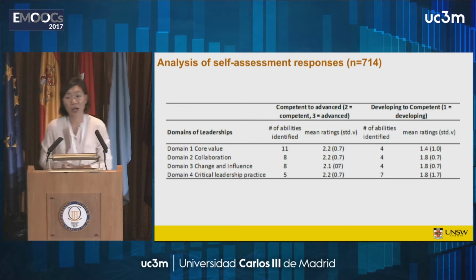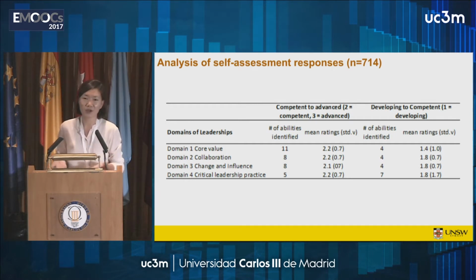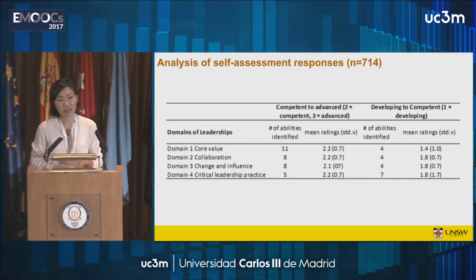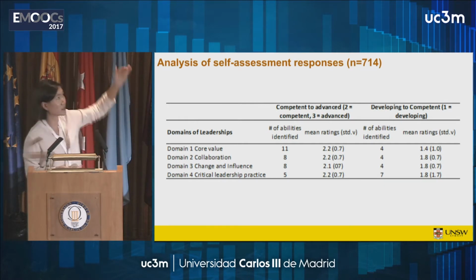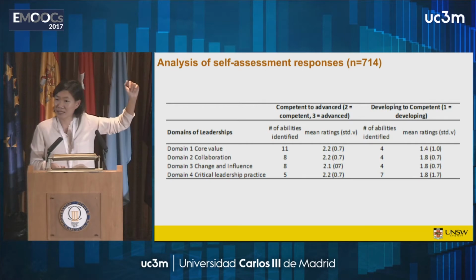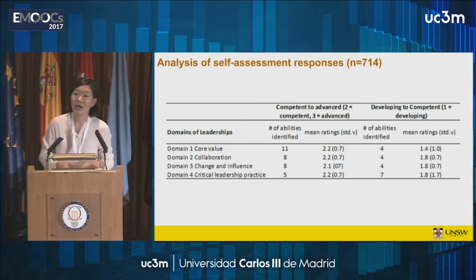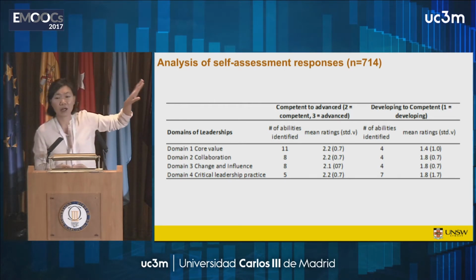So the next thing is we obviously want to demonstrate whether there is an increase in people's leadership skills by doing this course. So what I'm showing here is their responses in their self-assessment task. If you are a learner of the MOOC, you will be given this task at week two, and what you will be doing is giving yourself a rating across these four domains of abilities. What we identify here is, very interestingly, in domains one, two, and three, you have a lot more abilities identified as competent or advanced.